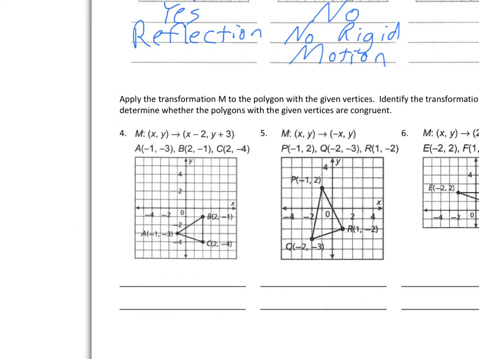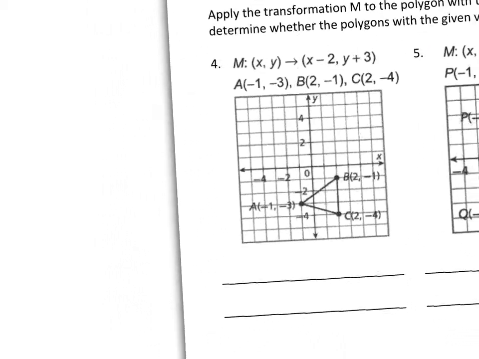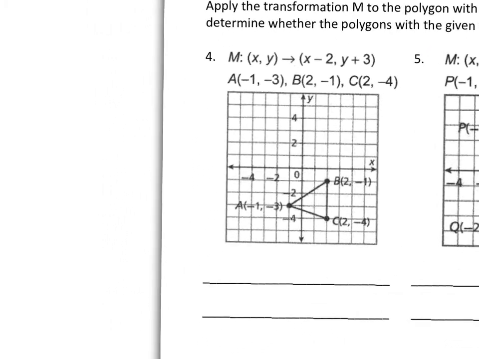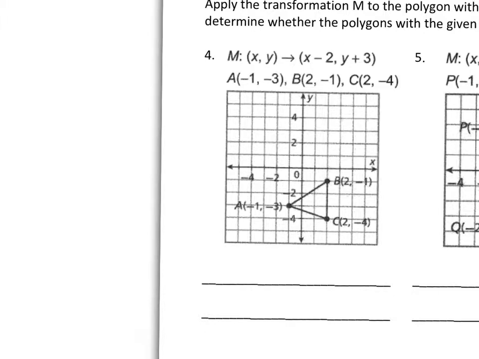Let's look at number 4. What we're looking at here is a pre-image, which is drawn. That triangle is the pre-image. We're going to write the image, and we're going to start with point A. Notice that we're going to change the x and y. We're going to subtract 2 from the x coordinate and then add 3 to the y.